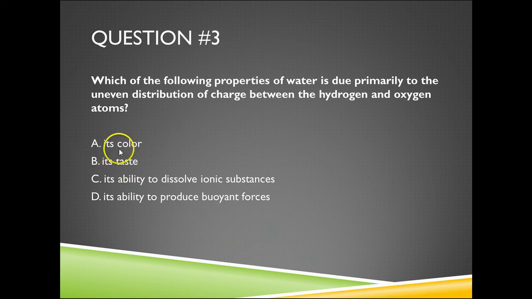Let's look through and see if any of this has to do with the fact that it has a polar covalent bond. Its color is an indication of it. Its taste is not an indication of a polar covalent bond. Let's see, its ability to dissolve ionic substances. That is true because one side has a slightly different charge than the other as far as a water molecule is concerned. It's able to rip apart the ionic bonds of something such as a salt molecule. So C would be the correct answer.